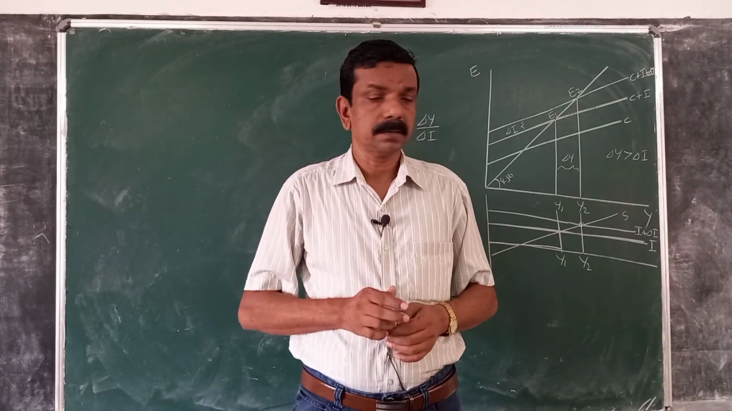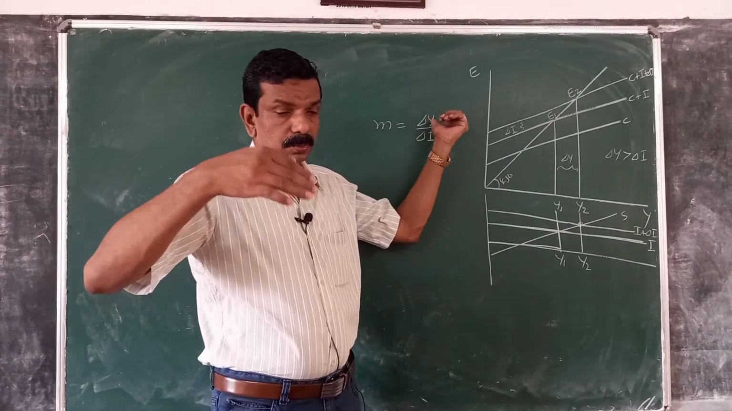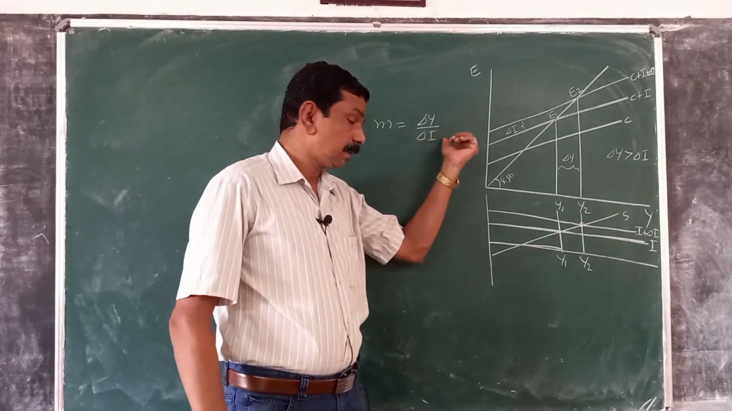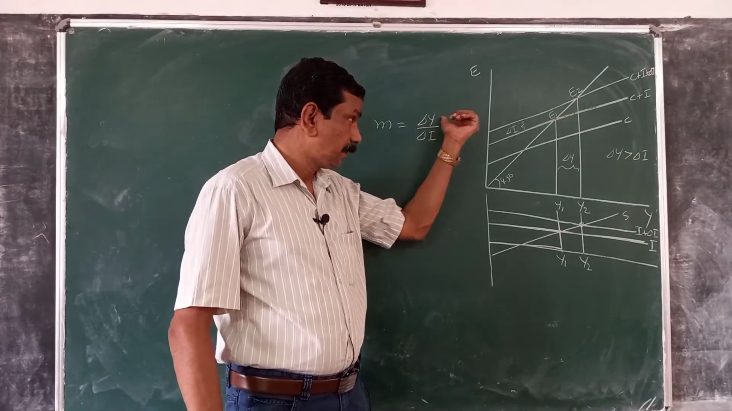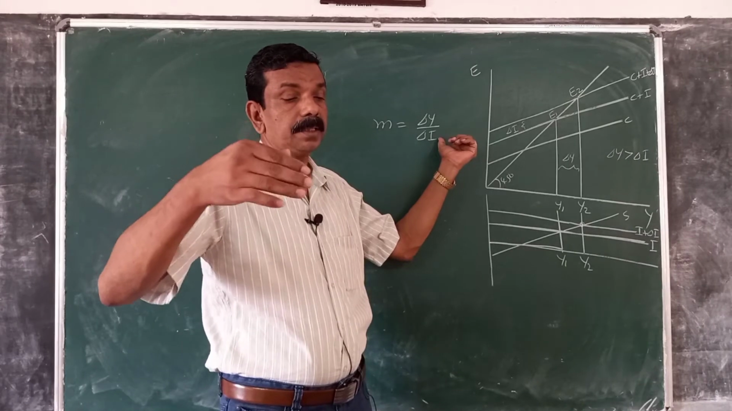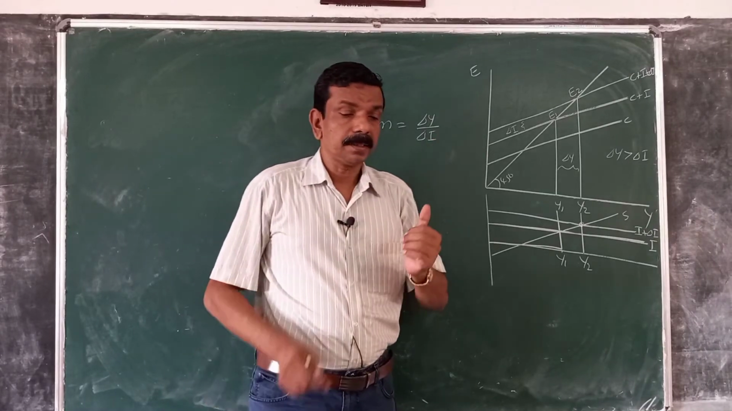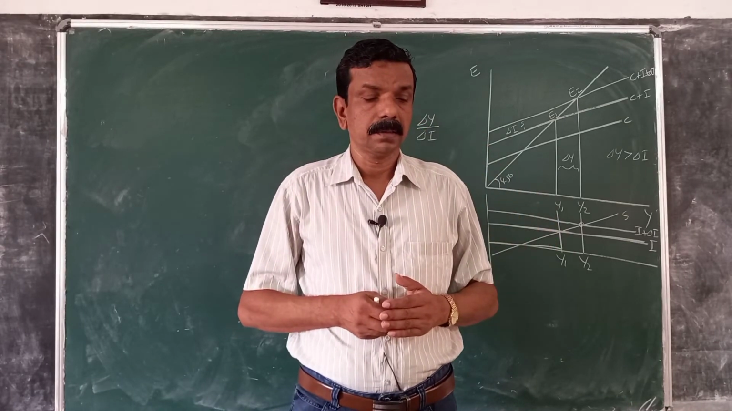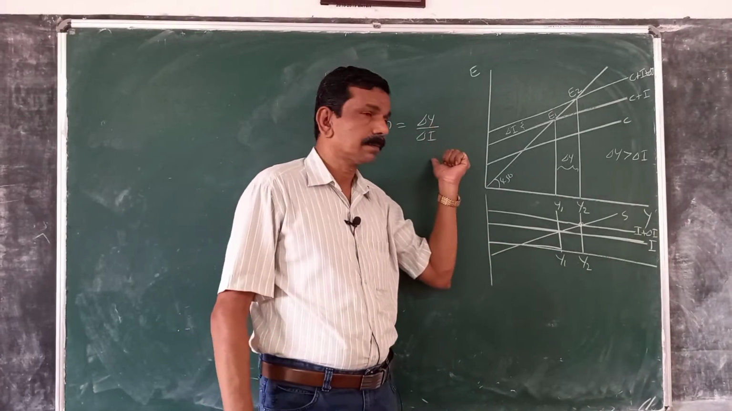M can be defined as the ratio of the final change in national income to the initial change in investment that stimulated it. That is one definition. It can also be defined as the amount by which equilibrium output changes when autonomous aggregate demand increases by 1 unit.